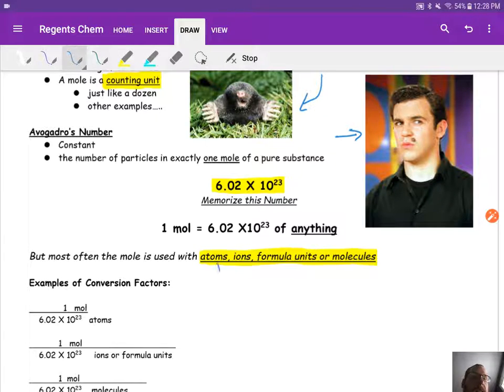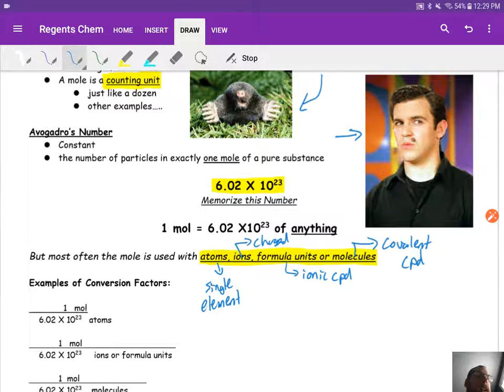Atoms just mean a single element. Okay, so this is just definitions right here. This is just kind of telling you the substance that you're looking at. Ions means that they are charged, so they've gained or lost electrons. Formula units means that we have an ionic compound. We will talk more about these when we do our bonding and naming unit later in the year. And molecules refers to a covalent compound. Again, something that we will talk about later on in the course.